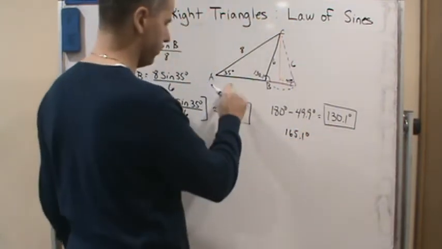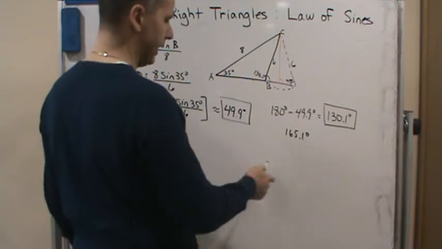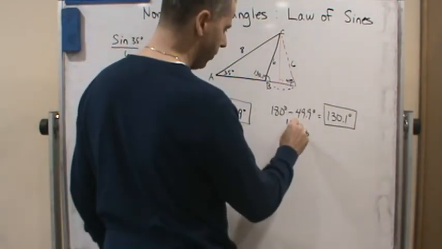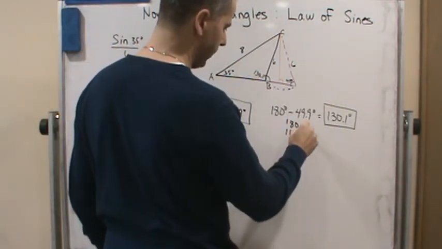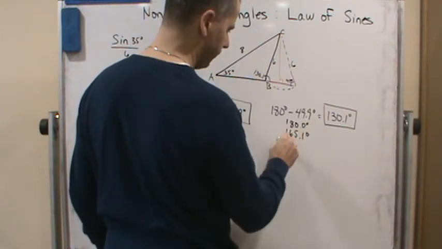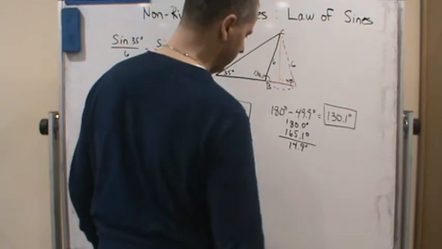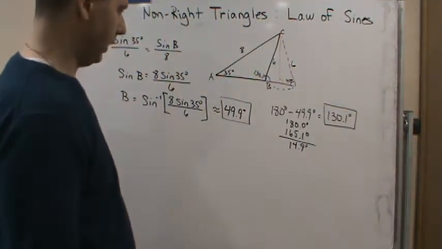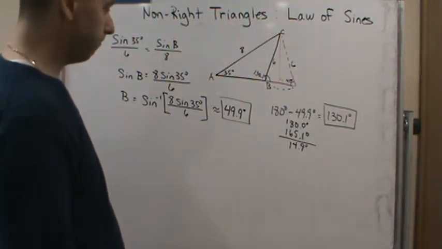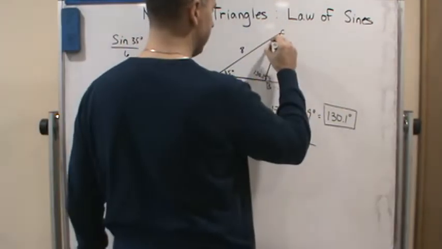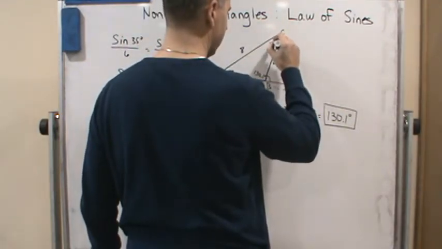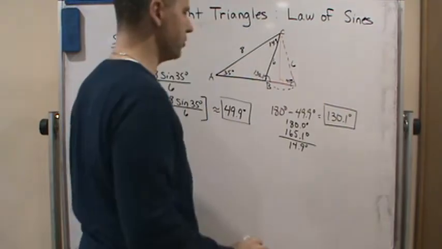165.1 degrees, right? So if we add these two angles, and now subtract the sum of those two angles from 180 degrees, we end up with 14.9 degrees. And so that's angle C. So you got 14.9 degrees. So let's do triangle 1.